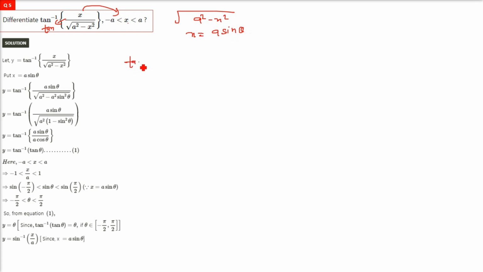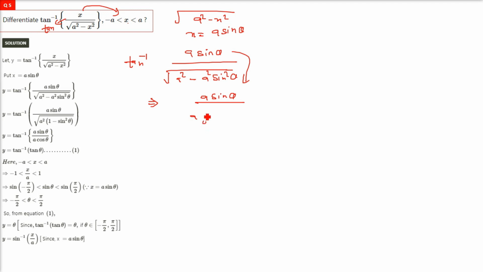So what do we get? Tan inverse of x is a sine theta, and then we have this under root a square minus, in place of x again, a square sine square theta. Tan inverse is already there, so we want this to be something with tan. A square multiplied by 1 minus sine square theta inside, if you take a square, that a square will come out, so it will be a under root 1 minus sine square.